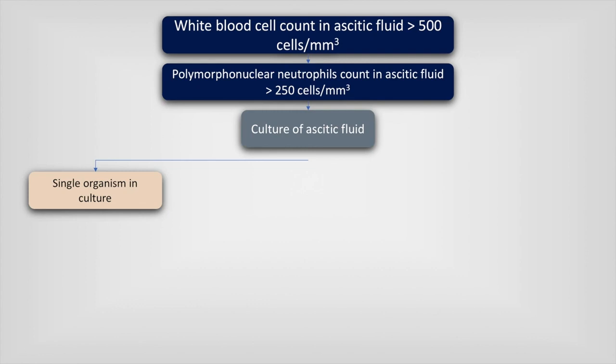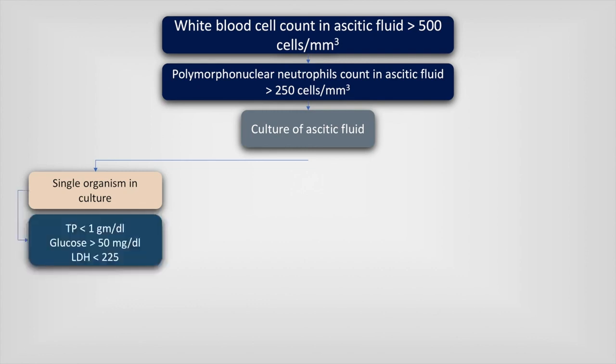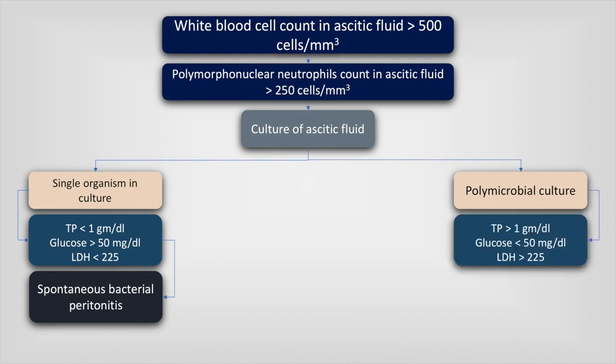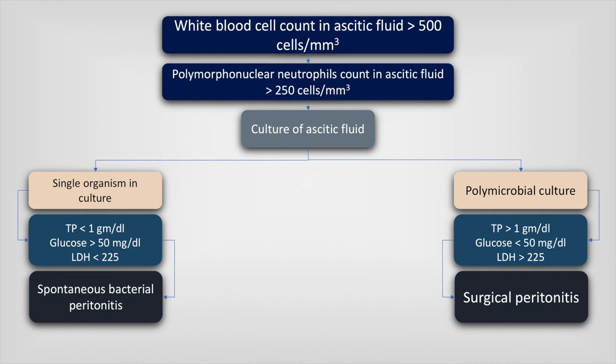If there is a single organism in the culture and the total protein is less than 1 with a glucose of more than 50 and a LDH of less than 225 international units per ml, this means that the patient has spontaneous bacterial peritonitis. If the culture of ascitic fluid shows polymicrobial culture and the total protein is more with a low glucose and a raised LDH, this means the patient has surgical peritonitis.